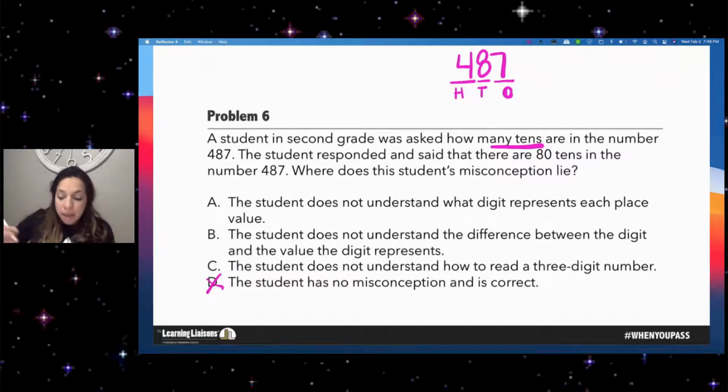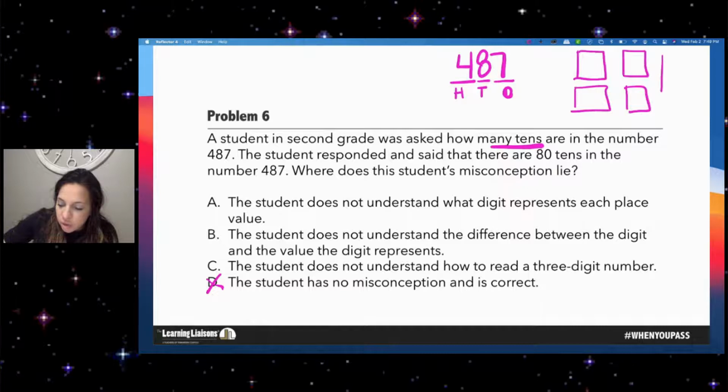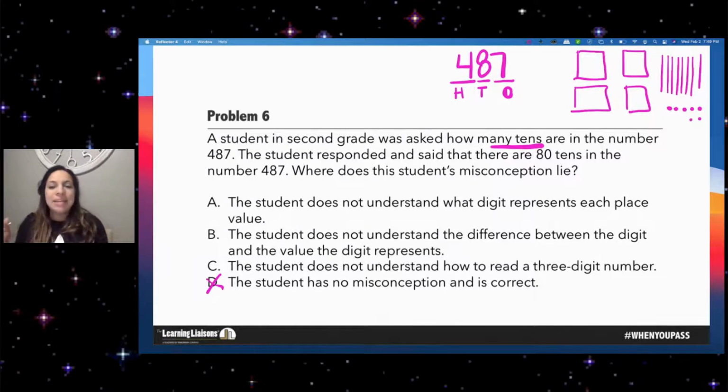If we think about this number, we know we have 4 hundreds. I'm going to go ahead and draw this number. 300, 400, 10, 20, 30, 40, 50, 60, 70, 80, 81, 82, 83, 84, 85, 86, 87. How many tens are there? There are 8 tens. There are not 80 tens. If I count by tens to get to the number 80, 10, 20, 30, 40, 50, 60, 70, 80, how many fingers did I use? 8. There's only 8 tens.